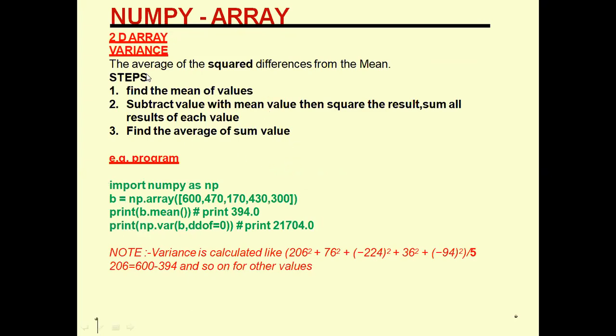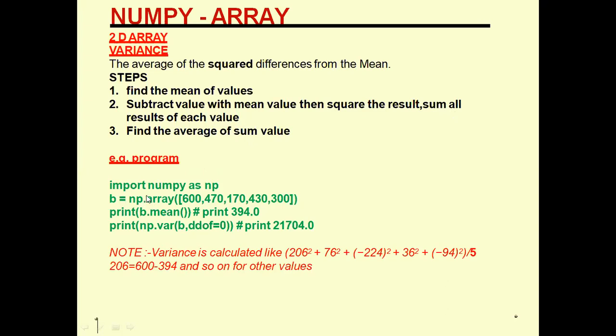So here numpy with the average of the squared difference from the mean you can also use. See here, find the mean of the values. This is step one. You have to find the mean of the values, subtract the mean from each value and square the result, sum all the results of each value. All these tasks you have to do here. Find the average of the sum value.